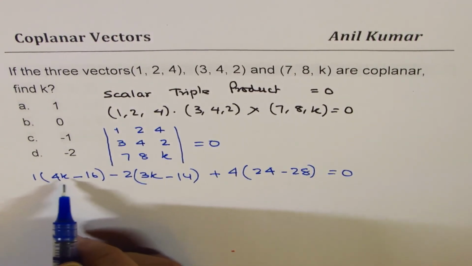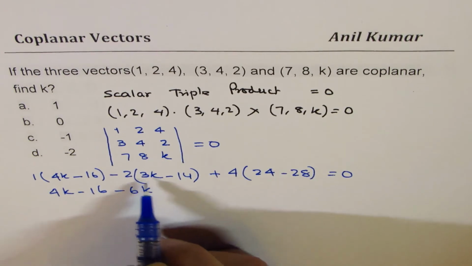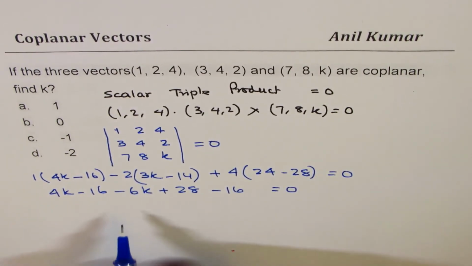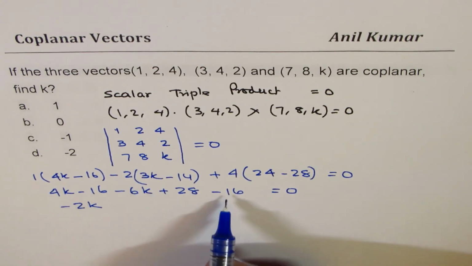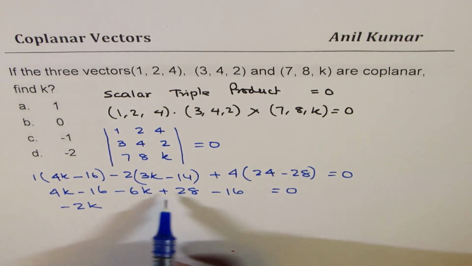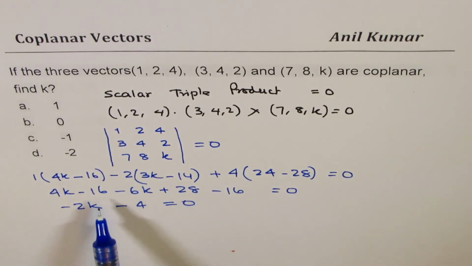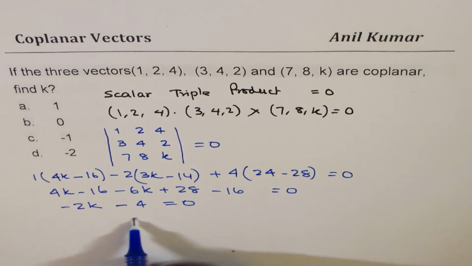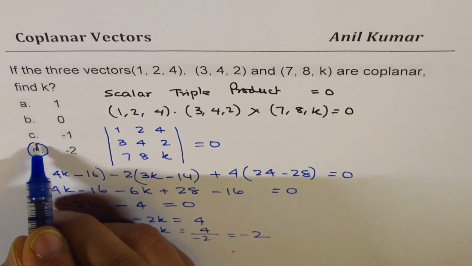equals to 0, right? Now let's open the brackets. 4k minus 16, here we get minus 6k, and that is plus 28, and this is minus 4. Now 4k minus 6k is minus 2k. We get minus 16 and minus 16 as minus 32, and when you take away 28, so we get minus 4 equals to 0, right? Taking 4 to the other side, we get minus 2k equals to 4, or k equals to 4 divided by minus 2, which is minus 2. So option D is the right option, correct?